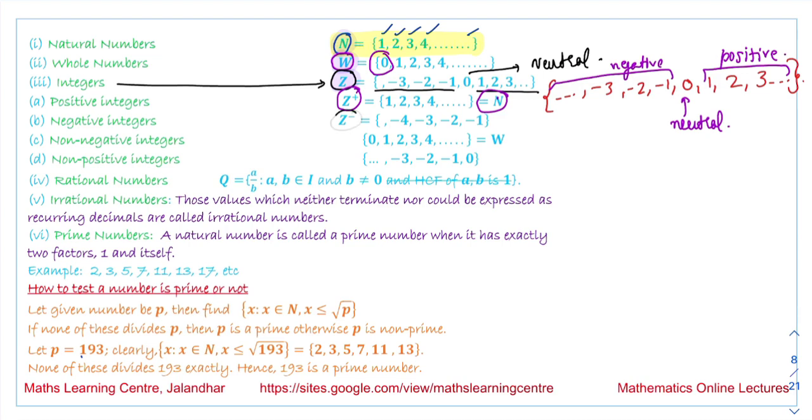Next we have negative integers. Negative integers are represented as Z negative. So this is the collection over here: minus 1, minus 2, minus 3, minus 4 and so on. This is the collection of negative integers.